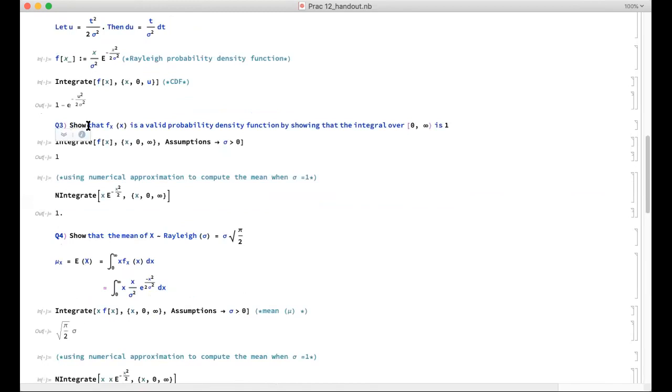Okay. Question 3 is to show that f(x), that is the PDF, is a valid probability density function by showing that the integral from 0 to infinity is 1. Again, you could check this using Mathematica with the Integrate function, or you could use numerical approximation to compute this when sigma is 1. Numerical approximation uses Riemann integral sums. But you should also be able to show this by hand calculation.